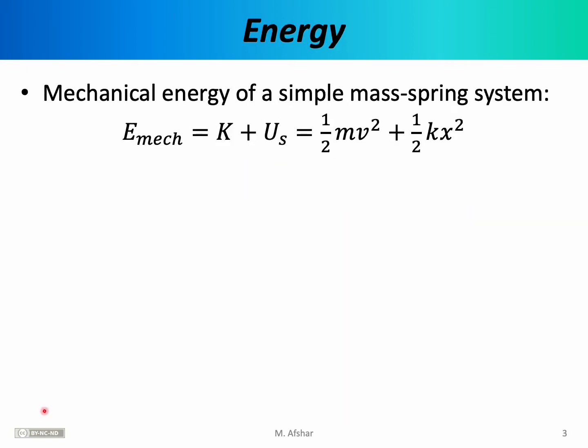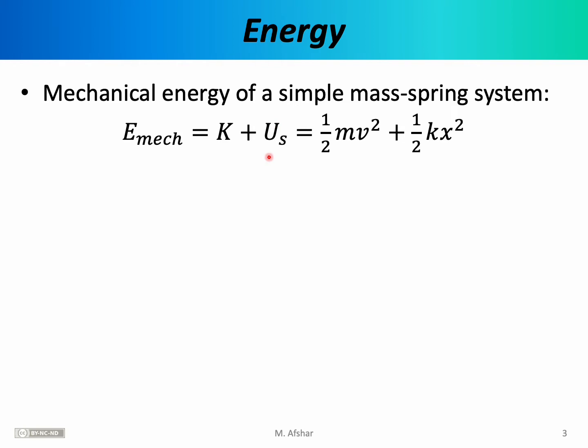We're interested in calculating the energy of a simple mass spring system. More specifically, we're interested in calculating the mechanical energy of the mass spring system. Recall that mechanical energy is defined as kinetic energy plus potential energy. For now, we're talking about a mass spring system that oscillates horizontally, so we're going to assume that there is no gravitational potential energy, there's only spring potential energy.